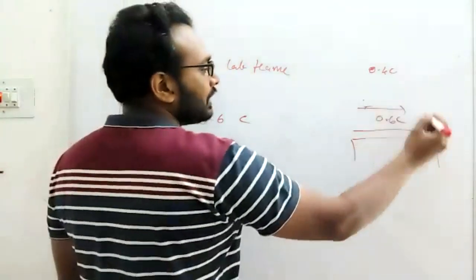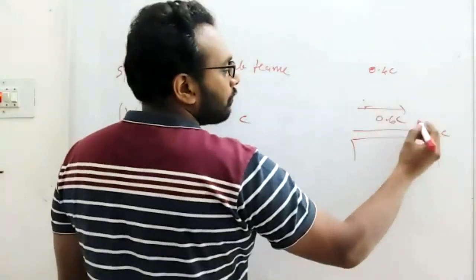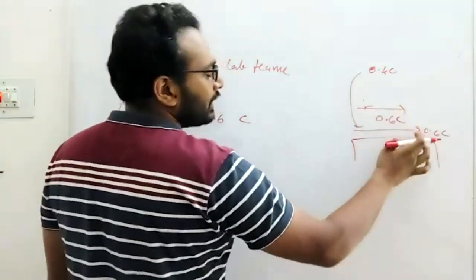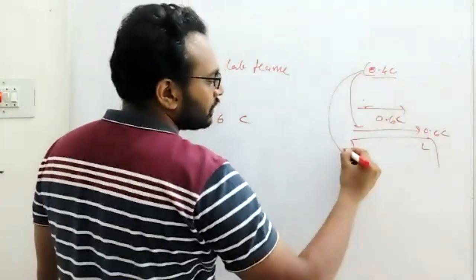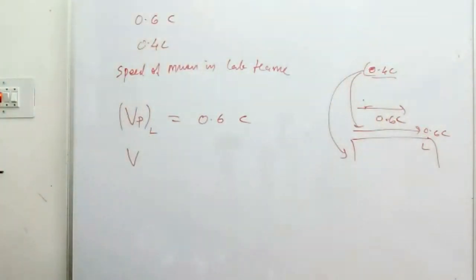This is the frame, and in this frame the speed of the muon is given. So what's the speed of this muon in the laboratory frame? That's the question. I hope it's clear. Is it clear?